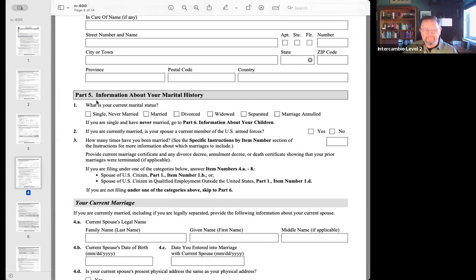Part 5, information about your marital history. What is your current marital status? If you've never been married, you're single. But if you're married now, you check here. But if you're divorced, even if you're now single, this is what you would check: divorced. Widowed means that your spouse died. Maybe you're separated. You never really got divorced, but you're living apart. You would check separated. Marriage annulled, you would check that.